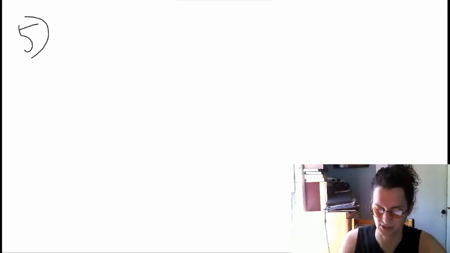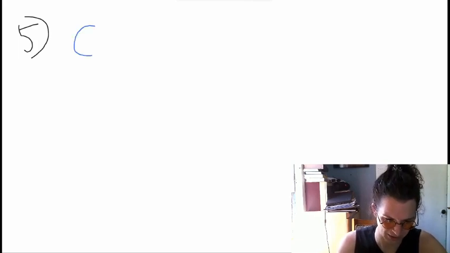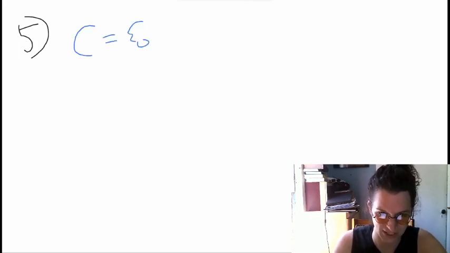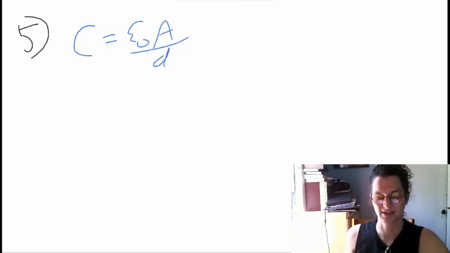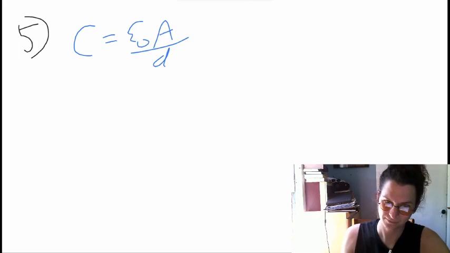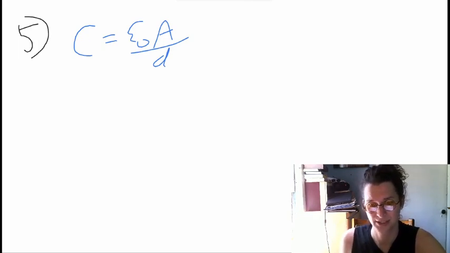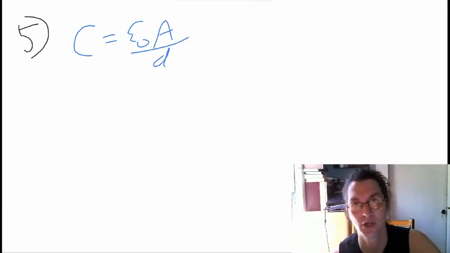Okay, so first thing is we're going to need to use that to find our capacitance. Remember that your capacitance for a parallel plate capacitor is epsilon naught A over D, where A is the plate area. That'll be a pi r squared. And D is the separation distance. So that's the first thing you'll need to calculate.